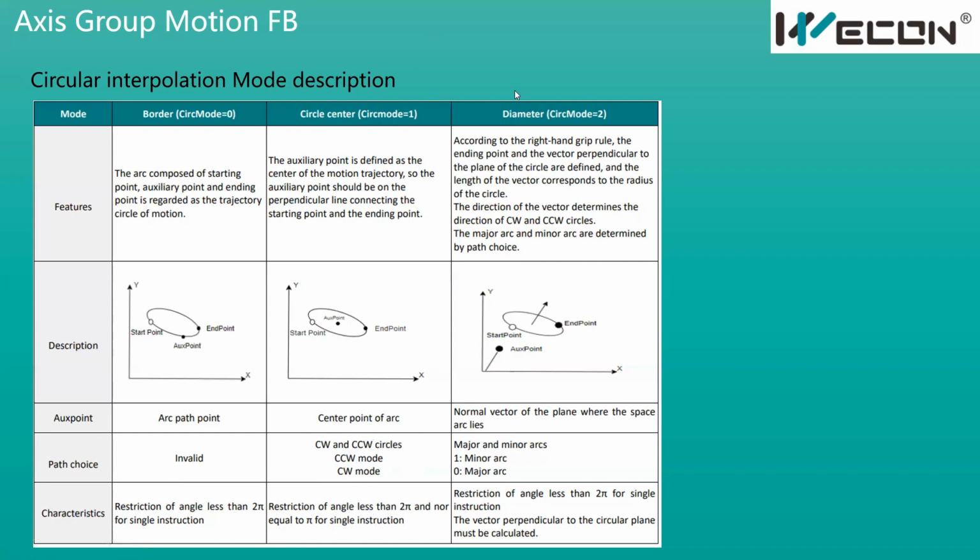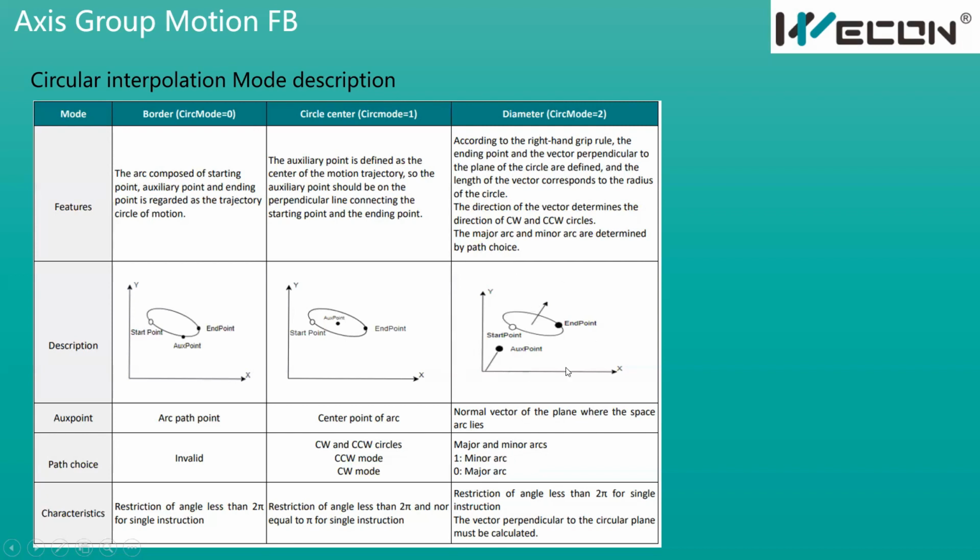Okay. And then the last mode, we call it diameter mode. We need to set cycle mode as 2. In this mode, the axis point is the vector perpendicular on the cycle. So we need to calculate these points to define the interface, the angle of the interface.